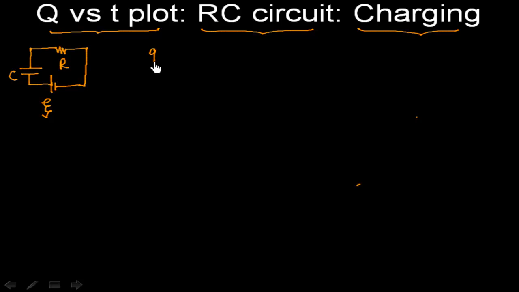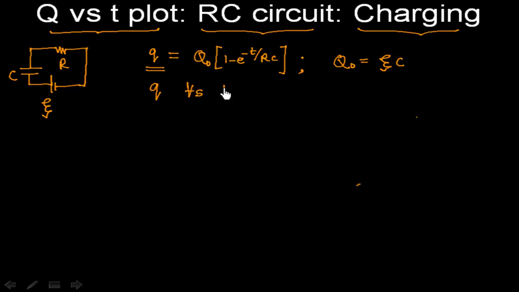So if you remember, we know Q is given by Q naught times 1 minus e to the power minus t by RC, where Q naught has a value of xi times C. I'm interested to plot the Q versus time graph.